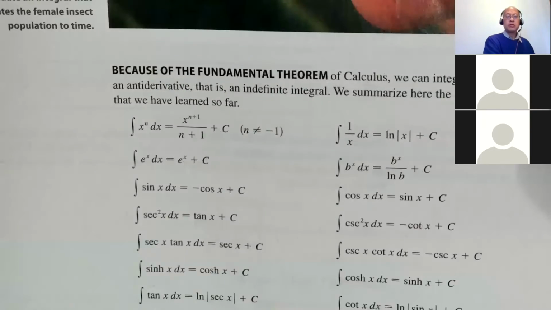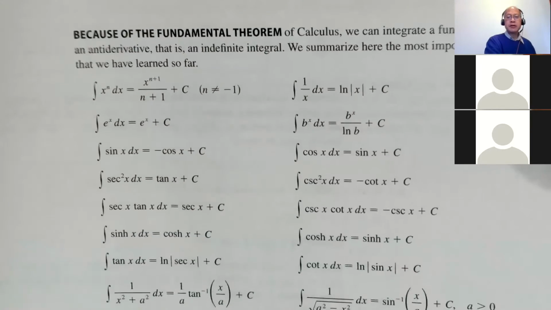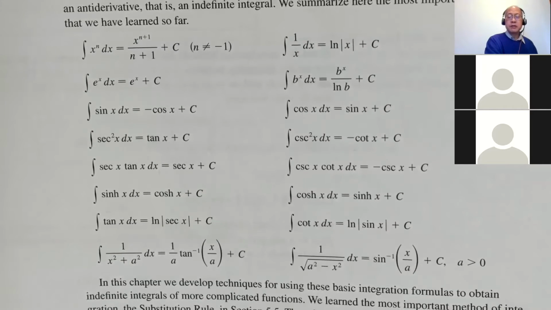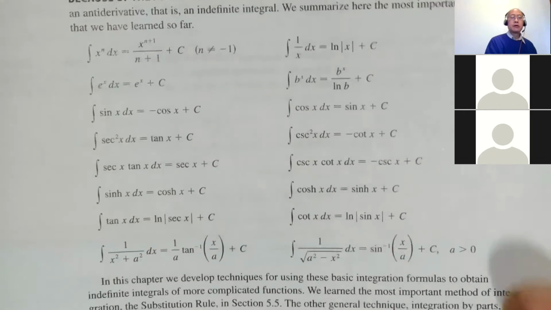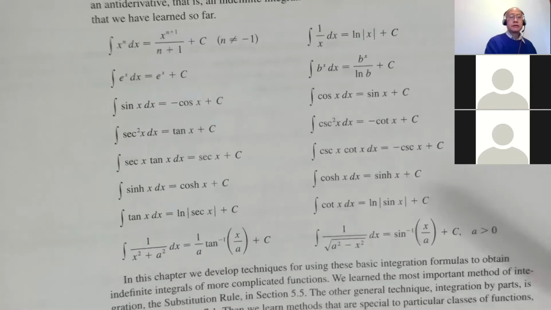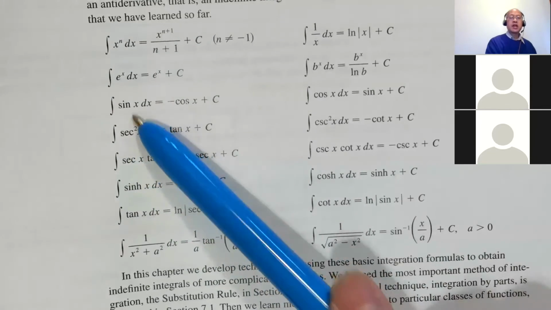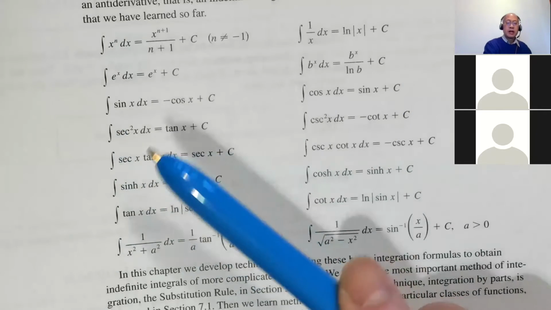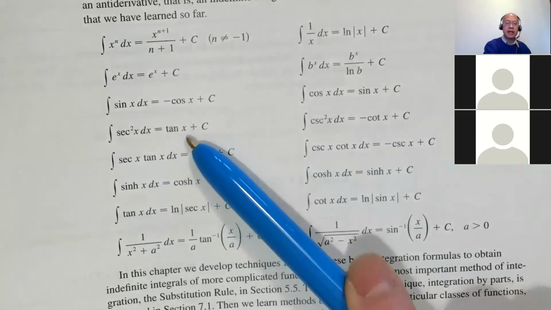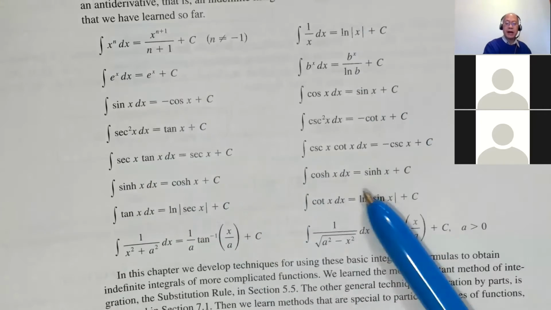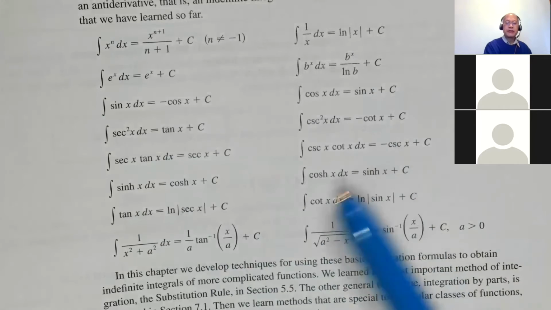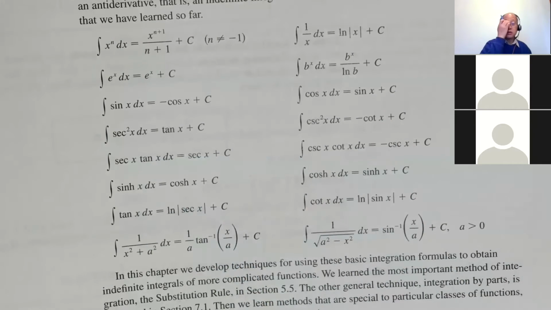Techniques of integration on page 471. There's a whole table here of antiderivatives. And I leave it to you. You may put these on your cheat sheet, but a lot of these are just backwards from what you remembered from trig, right? So the integral of sine is negative cosine because the derivative of negative cosine is sine. Integral of secant squared is tangent because the derivative of tangent was secant squared. Most of these are backwards. Sinh and cosh were derivatives of each other, therefore they're also integrals of each other.